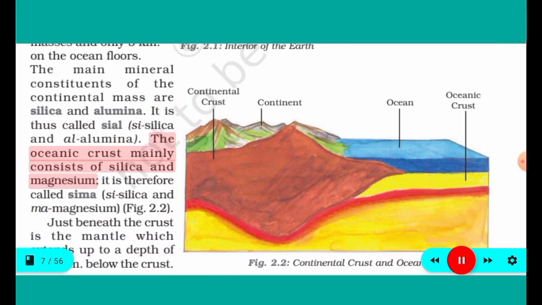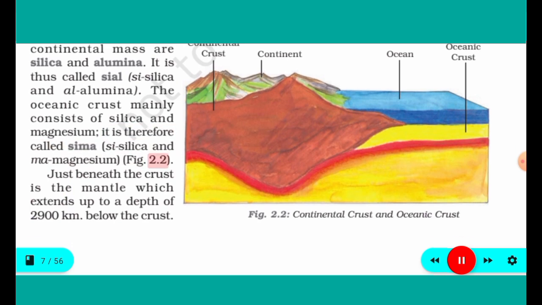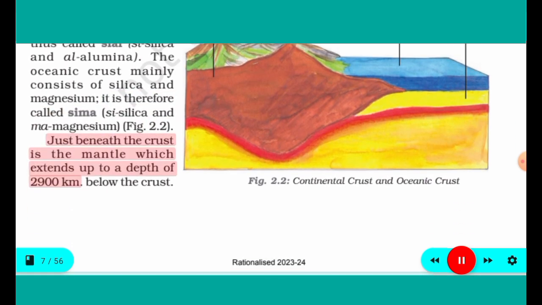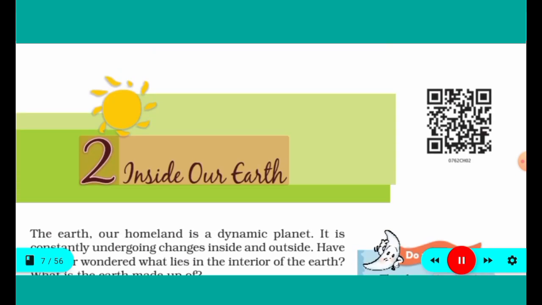The oceanic crust mainly consists of silica and magnesium. It is therefore called sima, si for silica and ma for magnesium. Fig. 2.2. Just beneath the crust is the mantle, which extends up to a depth of 2,900 kilometers. Below the crust. 2. Inside our Earth.